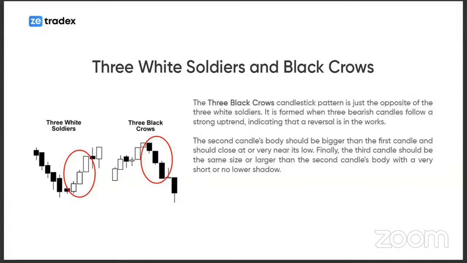Now, the three black crows candlestick is just the opposite of the three white soldiers. It is formed when there are three bearish candles following an uptrend, a strong uptrend, of course, indicating that a reversal is currently in the works. Now, the second candle body should be bigger than the first candle and should close very near its low. Finally, the third candle should be the same size or larger than the second candle's body with a very short or no lower shadow.